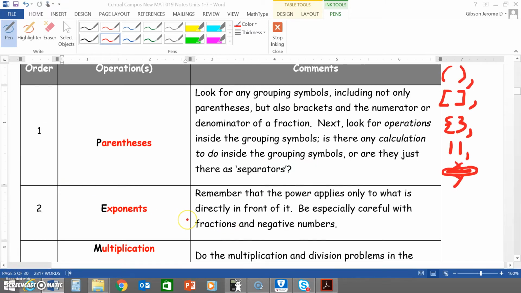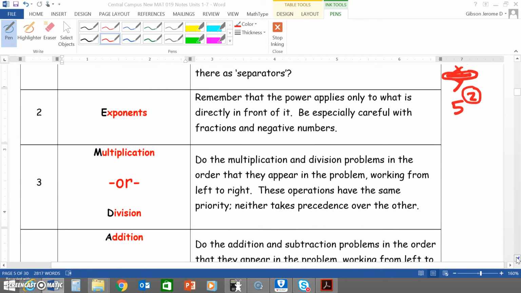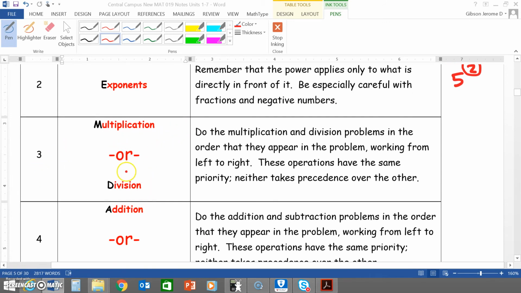Now we move on to exponents. It says, remember that the power applies only to what is directly in front of it. Be especially careful with fractions and negative numbers. Now this is just giving a cautionary tale, but just to refresh your memory on exponents, remember like if we have 5 to the second power, we know that this superscripted 2 is your exponent. So first thing we do is all parentheses. Then we do exponents. After we move from exponents, we move on to multiplication or division.